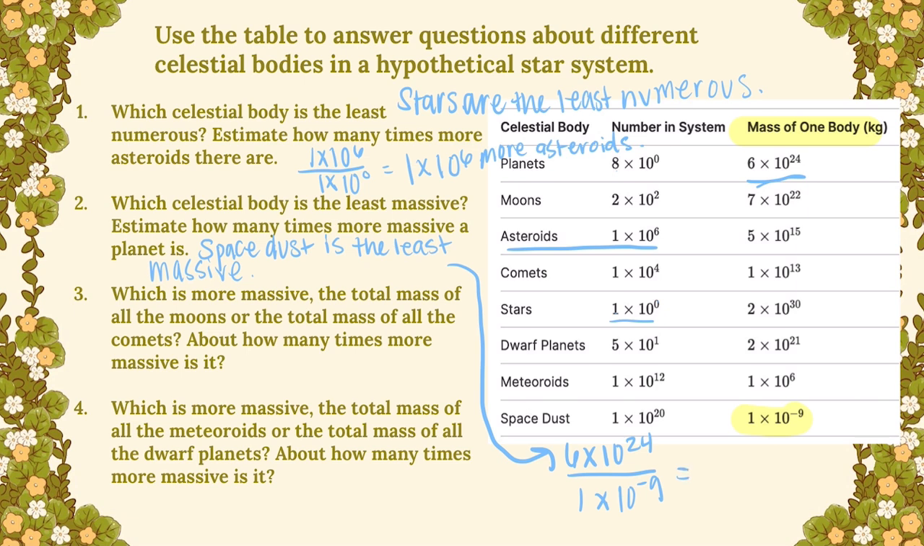And so 6 divided by 1 is just 6. And then with the quotient rule, we subtract the exponents. And so this is going to be 24 minus negative 9. Since it's two negatives, it's going to be a positive. 24 plus 9 is going to be 33. So the planets are 6 times 10 to the 33rd power more massive than the space dust.